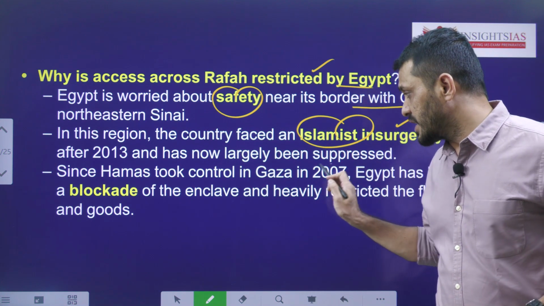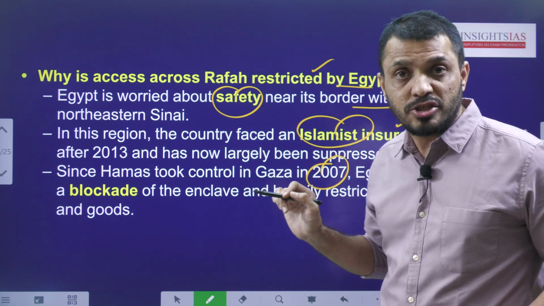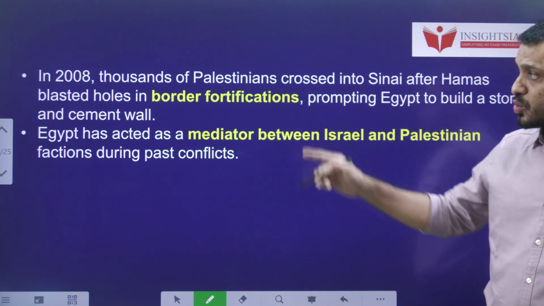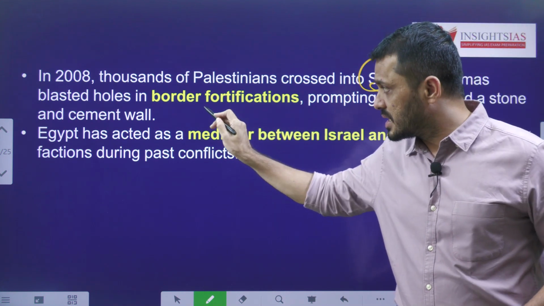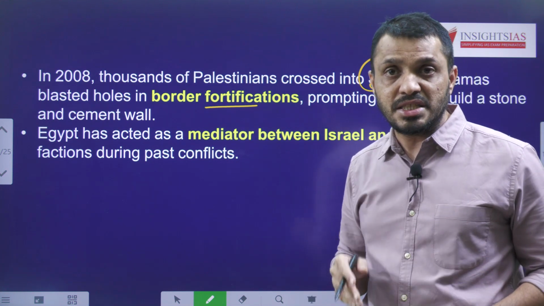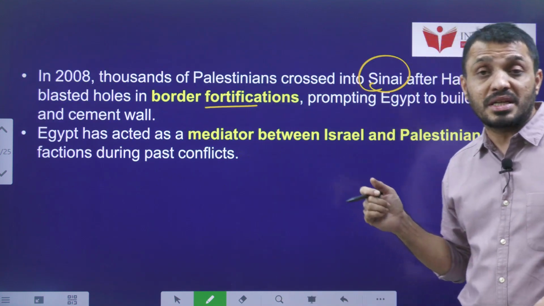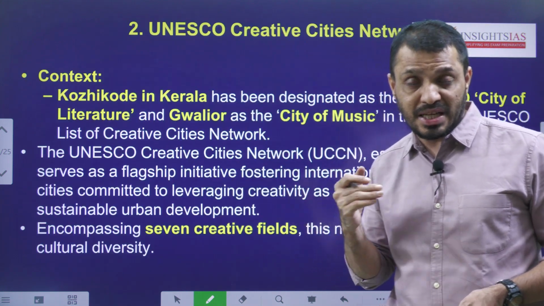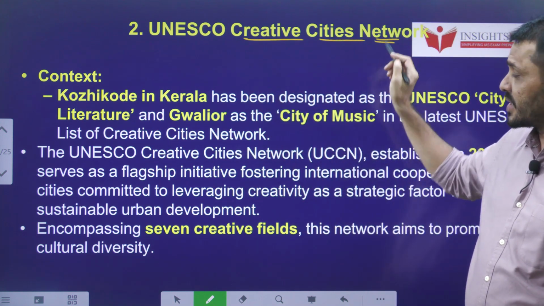Hamas took control of Gaza in 2007. From then onwards, Egypt imposed a blockade from Gaza towards the Sinai Peninsula to stop the Islamic insurgency. In 2008, Palestinians crossed into the Sinai Peninsula after Hamas blasted the border fortification. Later, Egypt again strengthened the border between Gaza and Egypt. So this is the first topic in today's video, the Rafah border opening between Gaza and Egypt. The second one is regarding the UNESCO Creative Cities Network.